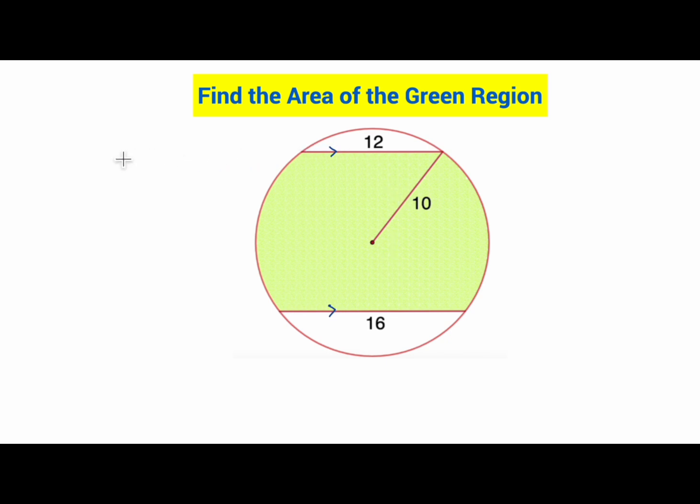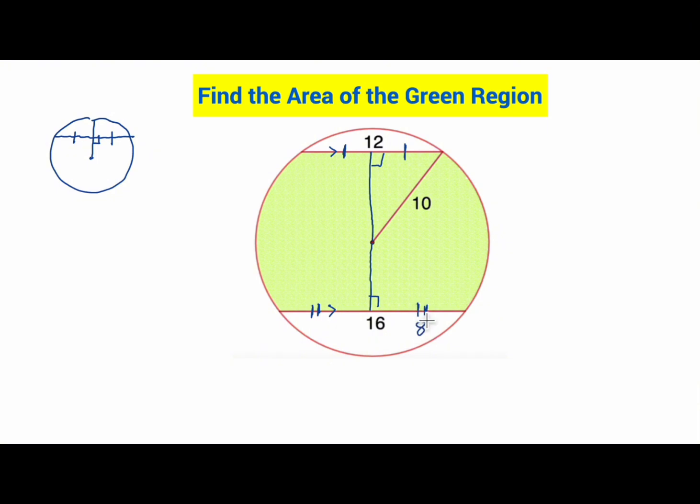So in a circle, if you have a chord and a radius or diameter which is perpendicular to that chord, what that does is it bisects the chord. So the first thing I'm going to do is draw a radius perpendicular to this chord down here. And when I draw that, it cuts this chord in half. And at the same time, I'm going to draw one down here as well, and it's going to cut this one in half.